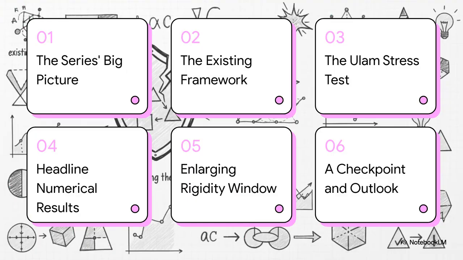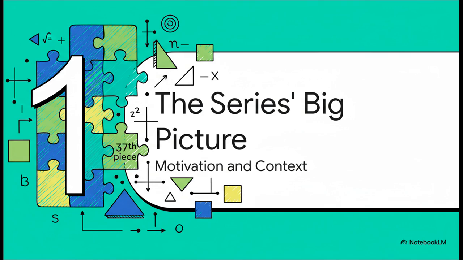So, here's the plan. We'll start with the big picture, just to get our bearings on where this paper fits in. Then, we'll quickly touch on the tools we're using before jumping right into the stress test itself. After that, we'll look at the results, talk about what they actually mean for the theory, and then wrap it all up with a look ahead. Let's dive in. All right, so to really get what paper 37 is all about, we gotta zoom out a bit.